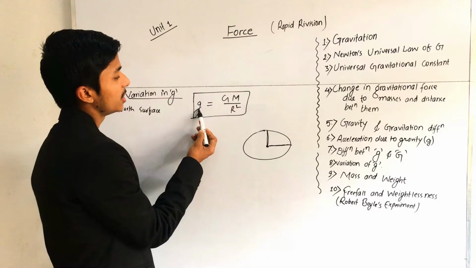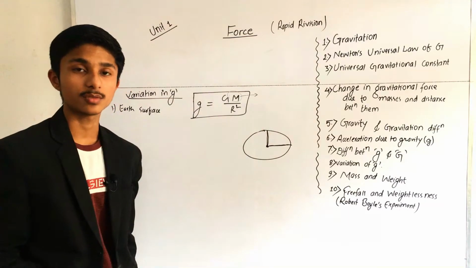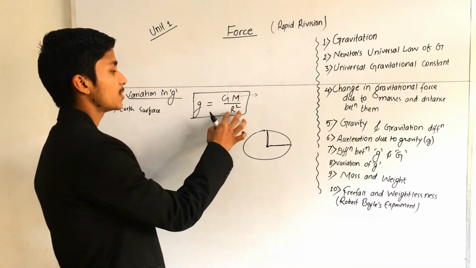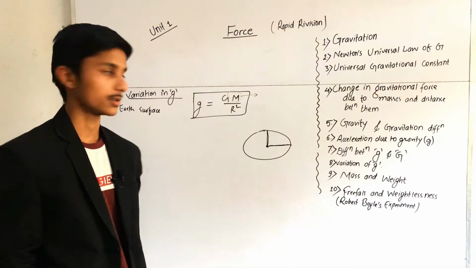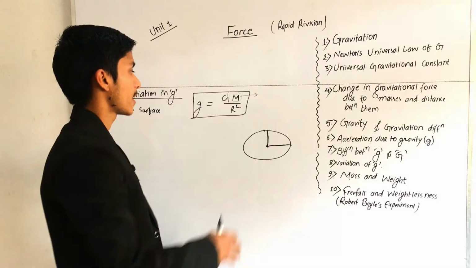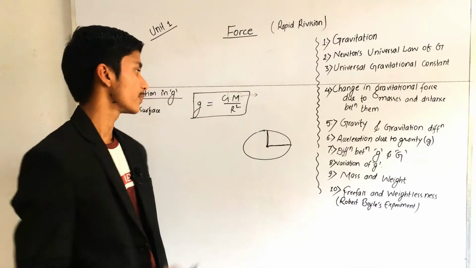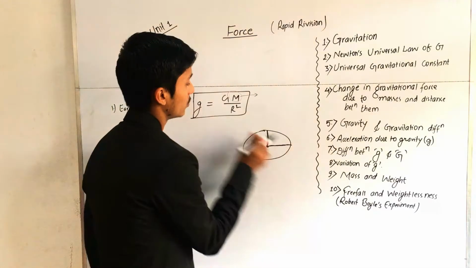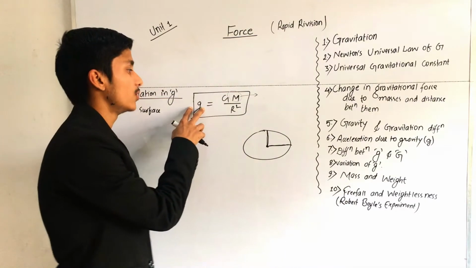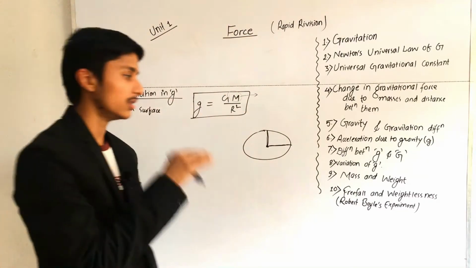Here g depends upon mass. This is the mass of a heavenly body. Heavenly bodies means Earth, Mars, Jupiter, like that. And it also depends upon the radius of heavenly bodies. So this is directly proportional to the mass and inversely proportional to the radius. When the radius is more, the value of acceleration due to gravity will be less. When the radius is greater, the value will be small.